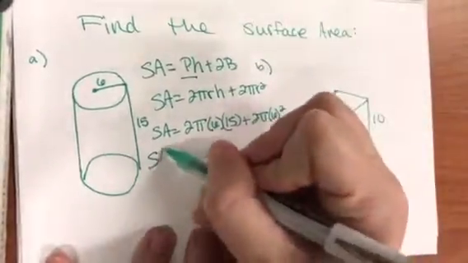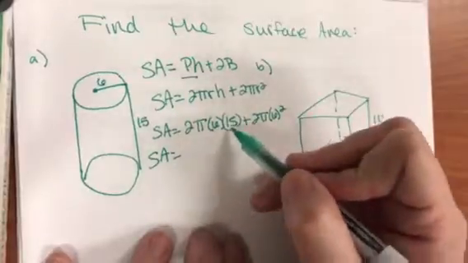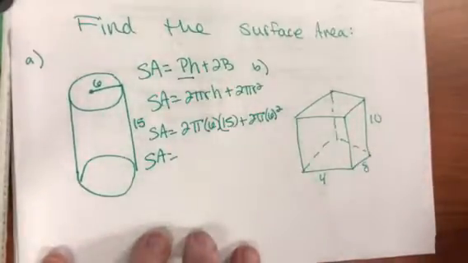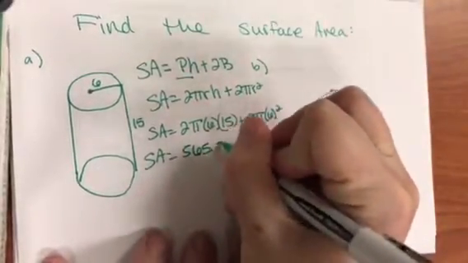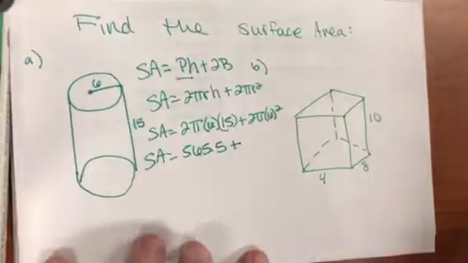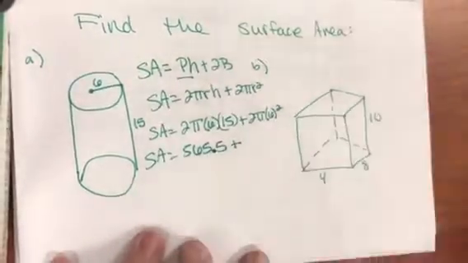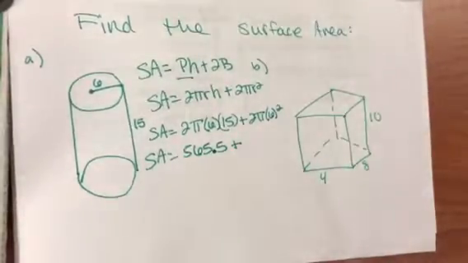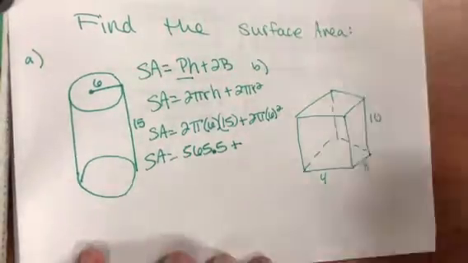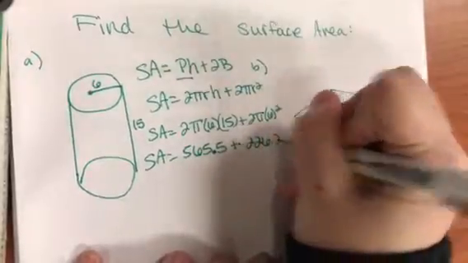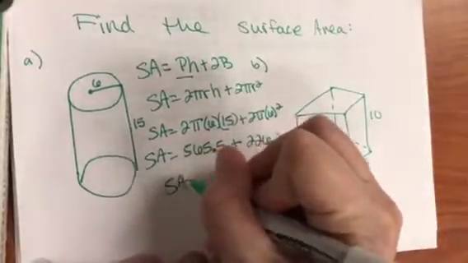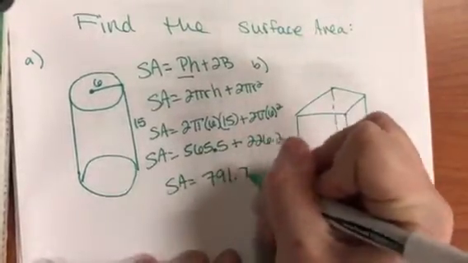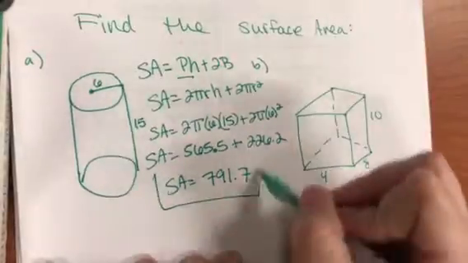So let's start with that. What is 2 times pi times 6 times 15? 2 pi times 6 times 15 is 565.5, rounding to the nearest tenth place, so if you're doing this alongside with me. So that's my lateral area. Now how about the area of my two bases? 2 pi times 6 squared. That is 226.2. And then all I have to do is add them together, giving me 791.7. And that's it. That's the surface area of a cylinder.